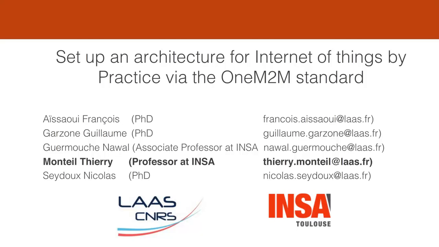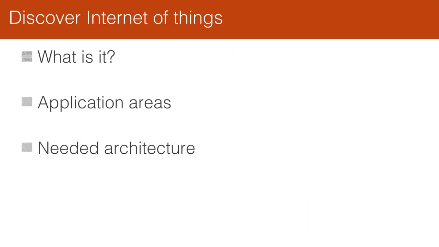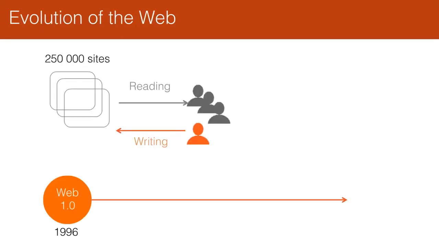with connected objects. Before talking about the oneM2M standard, let's take a look at this introduction to the world of connected objects, which is called the Internet of Things. In this chapter, we'll find out what a connected object is, how it can be used, and the architecture it needs to work. First of all, a bit of history.